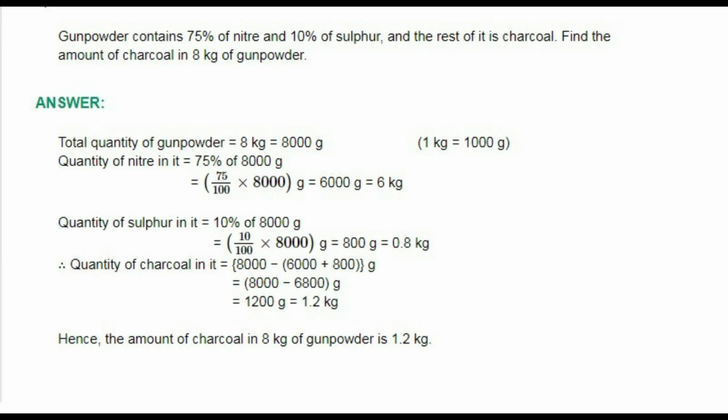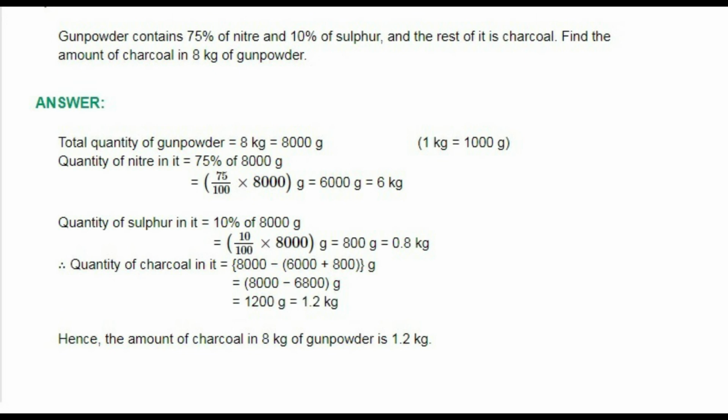So our next sum is, gunpowder contains 75% of nitre and 10% of sulfur, and the rest of it is charcoal. Find the amount of charcoal in 8 kg of gunpowder. So in 8 kg of gunpowder, the quantity of nitre is 75% and the sulfur is 10%, right? First we have to find out how much nitre it has. 8 kg means 8000 gram, since 1 kg is 1000 grams. So 75% of 8000, that is 75 by 100 into 8000, comes as 6000 gram. That means 6 kg, right?